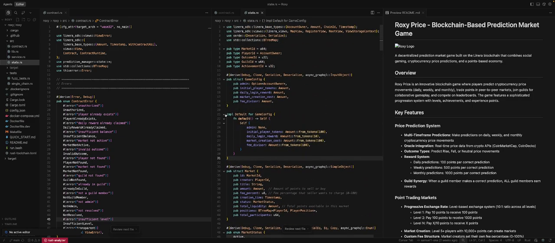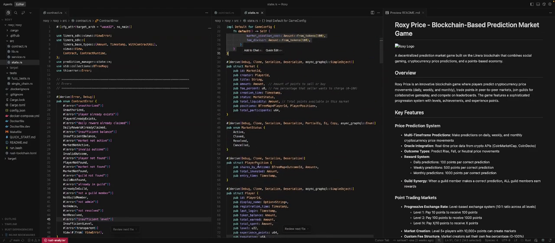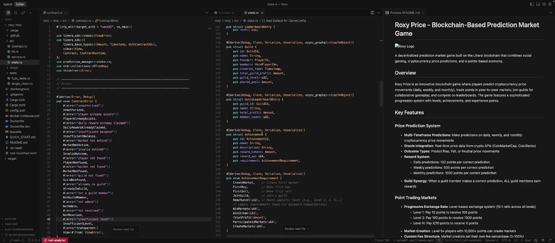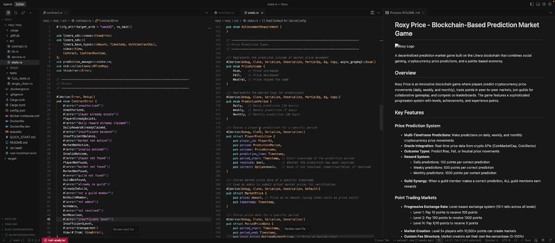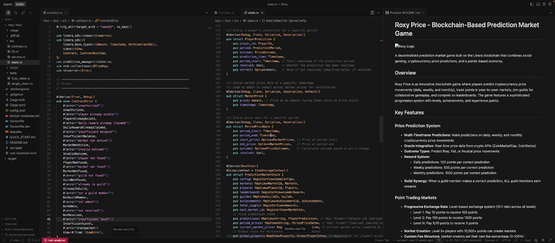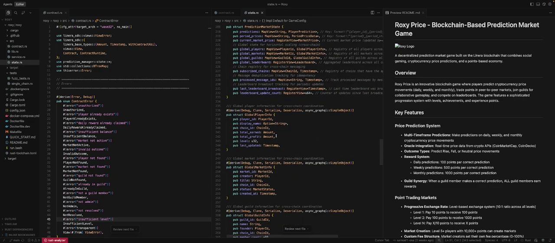And you can see that this is again config. Whenever I want to deploy or create an application ID for Roxy, I just need to provide all this information, and it aligns to what the smart contract is all about. You can see all the structs: the market, the player position, the player, the leaderboard entry, the guide leaderboard entry, the achievements, the achievement requirements, the enums, the price outcome, the prediction period, the player prediction, the market price, the periodic price data, the prediction market states, the global player info.